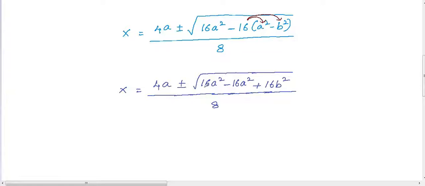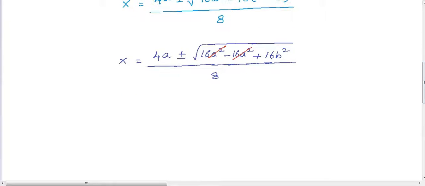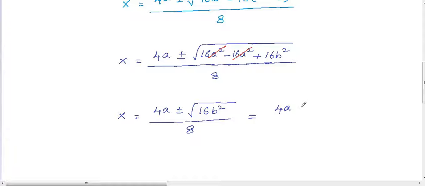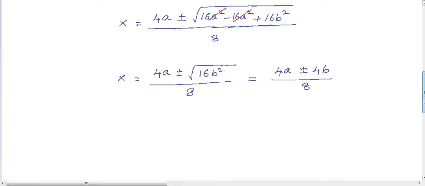So here 16a square and 16a square cancel out, because 16a square minus 16a square is zero. So x is equal to 4a plus or minus square root of 16b square, whole divided by 8. See here, square root of 16 is 4 and square root of b square is b. So we'll get 4a plus or minus 4b divided by 8.